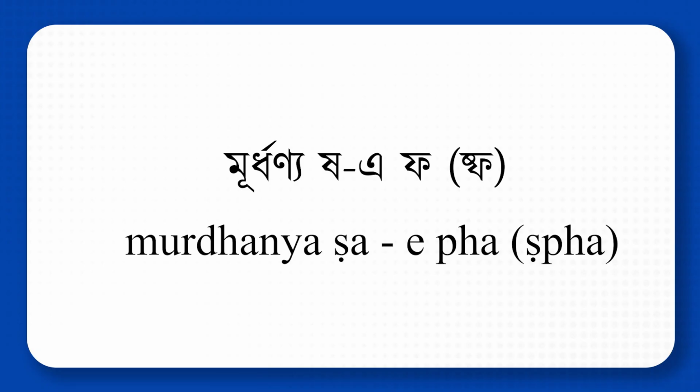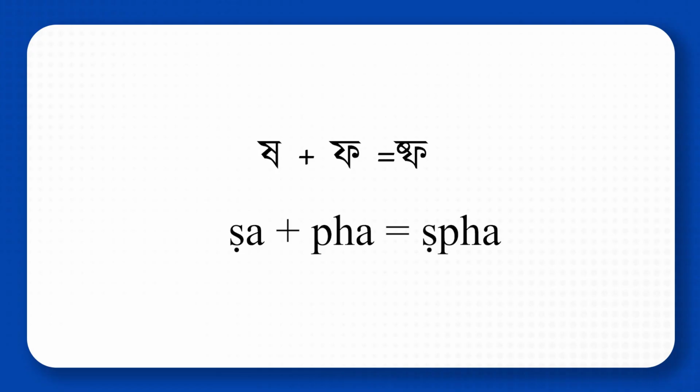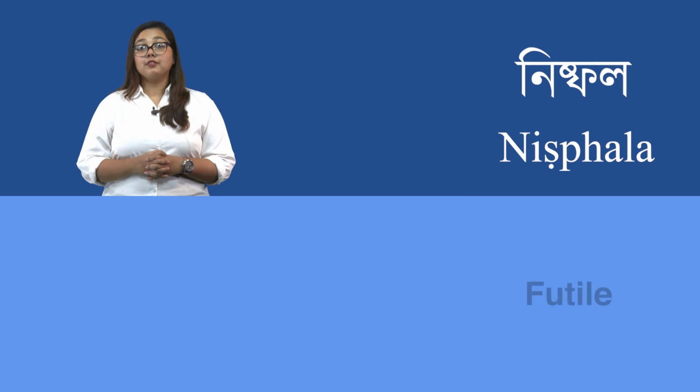The third cluster is Mordhanya Shoy Foy. In this conjunct, the characters Mordhanya Sho and Fo coalesce into a distinct morphological unit. Notably, only Fo preserves its intrinsic structure within this fusion. Examples of such formation include words like Nishfal, meaning futile.